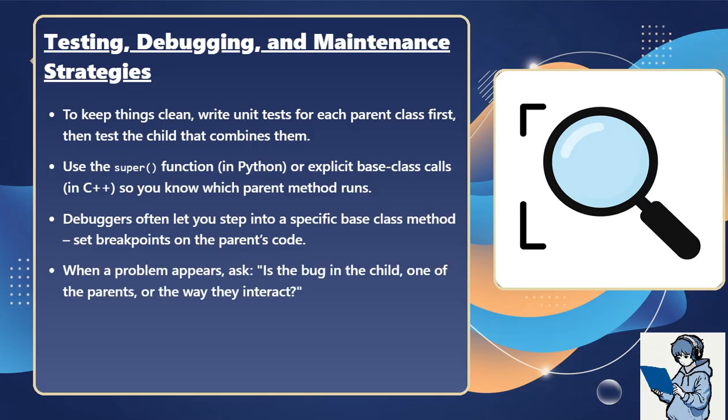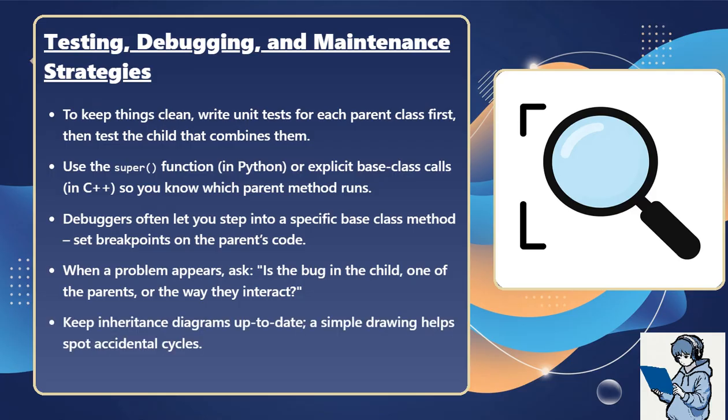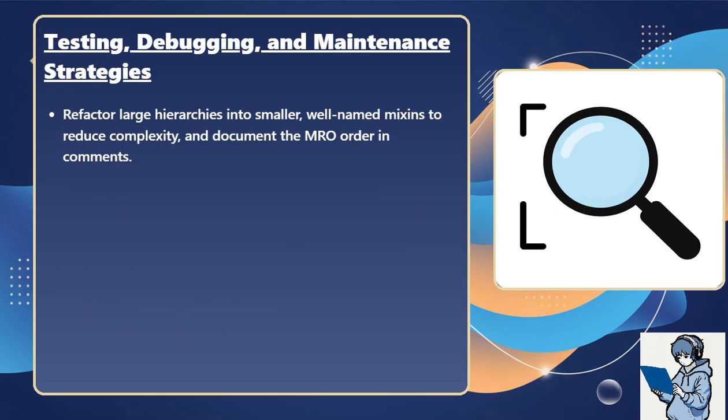When a problem appears, ask: is the bug in the child, one of the parents, or the way they interact? Keep inheritance diagrams up to date. A simple drawing helps spot accidental cycles. Refactor large hierarchies into smaller, well-named mixins to reduce complexity, and document the MRO order in comments.